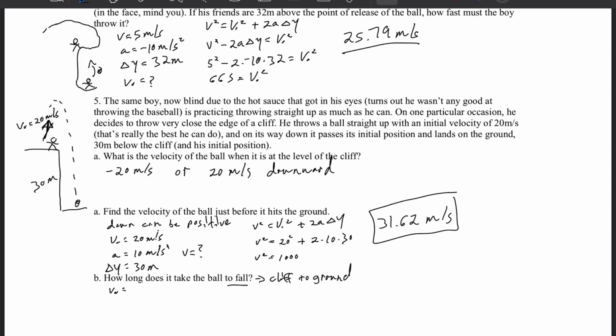The initial velocity is 20 meters per second because we're calling down positive. No reason to do otherwise because it's only going one direction, so let's just make that direction positive. Acceleration is also downward. We've said downward's positive, so acceleration will be positive 10. Delta y, positive 30. Here we're looking for time. So our best equation, would that be delta y is equal to v naught t plus 1/2 a t squared?